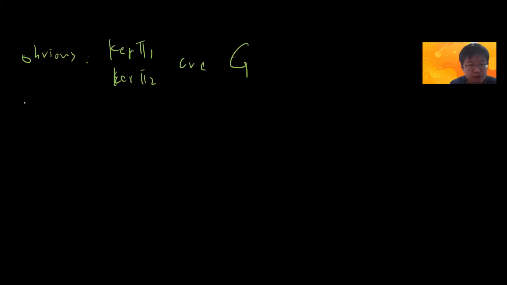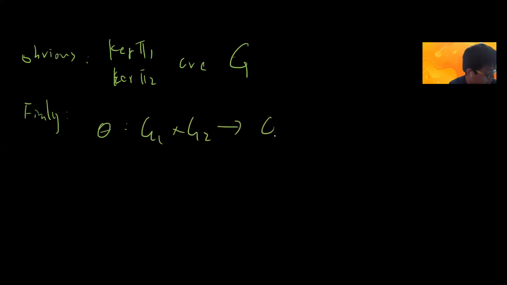Finally, we just need to create the isomorphism. Let theta be the map from G1 cross G2 to G.